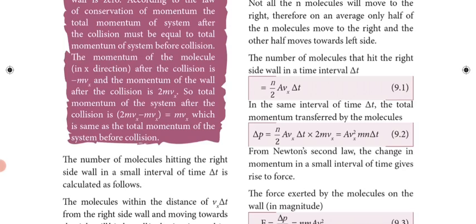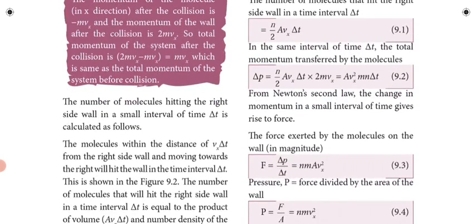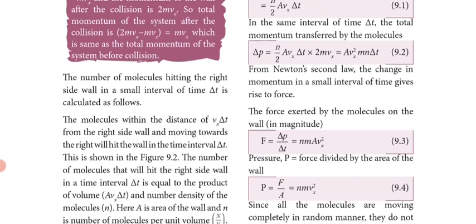In the same interval of time del t, the total momentum transferred by the molecules is del p equal to n by 2 A Vx del t into 2 m Vx. From this we cancel the 2 and we get n m A Vx square del t.